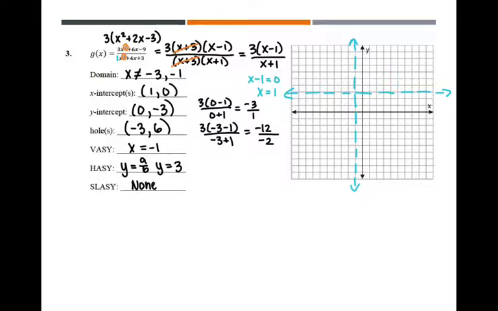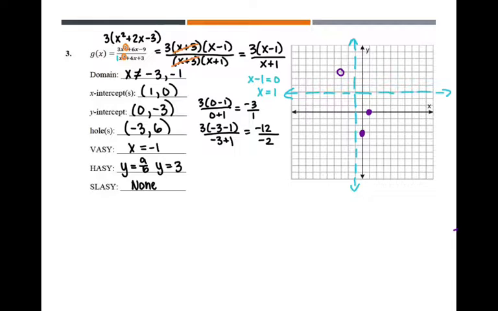And let's go ahead and plot some points. I have an x-intercept at (1, 0). So that's this point over here. I have my y-intercept at (0, -3). So that's down here. And I have a hole at -3, 1, 2, 3, 4, 5, 6. Okay.